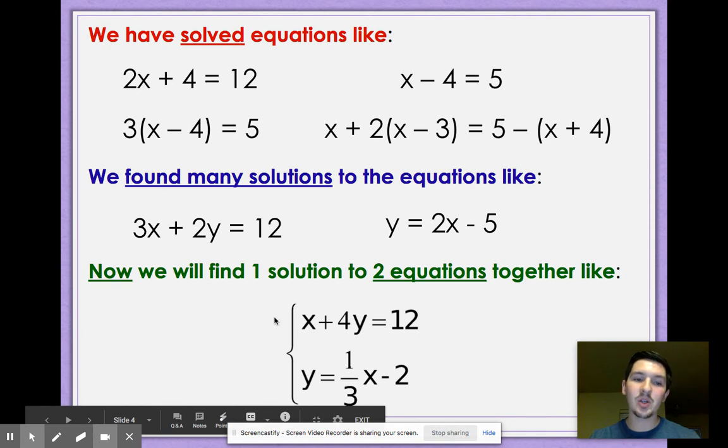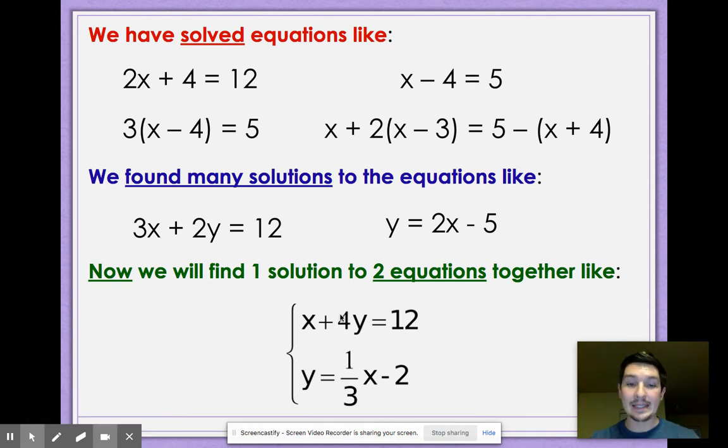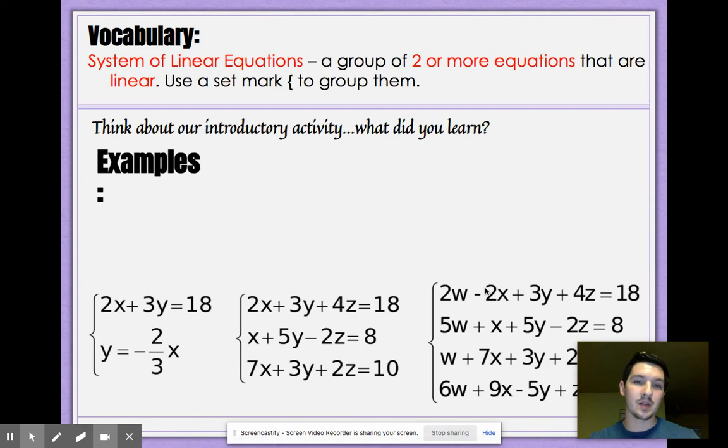Now we're going to look at what if we have one solution to 2 equations together like this: x plus 4y equals 12 and y equals 1/3 x minus 2. What if there's one solution to both those equations, which means they have the same x and the same y? Let's look at what that looks like.